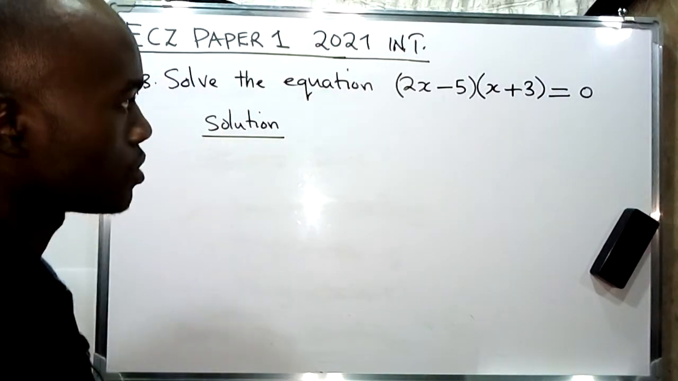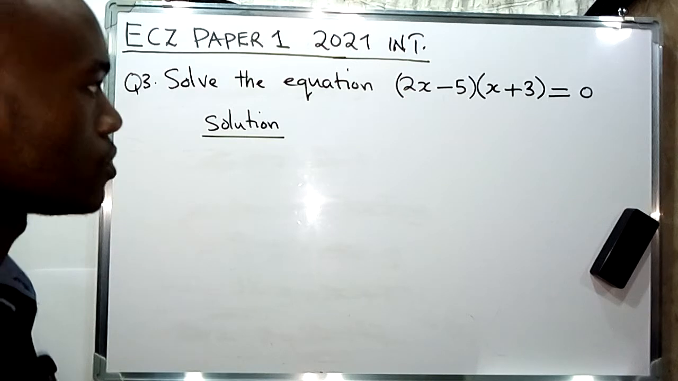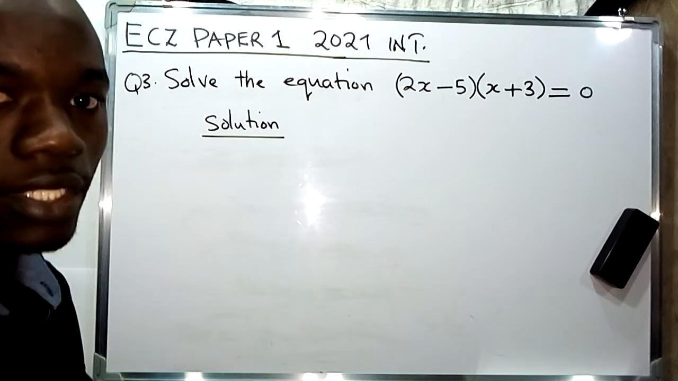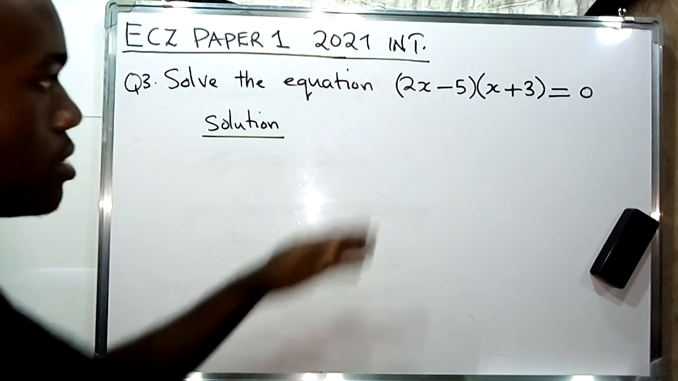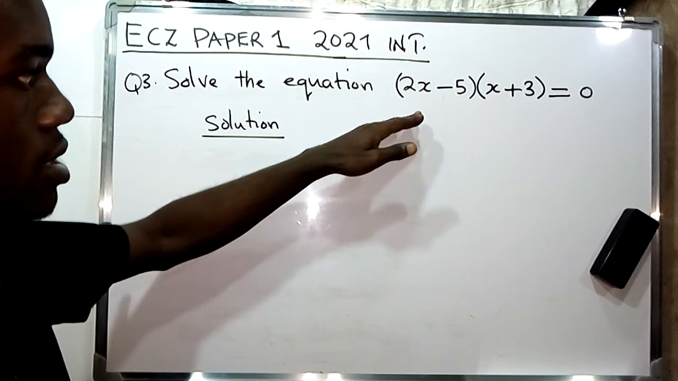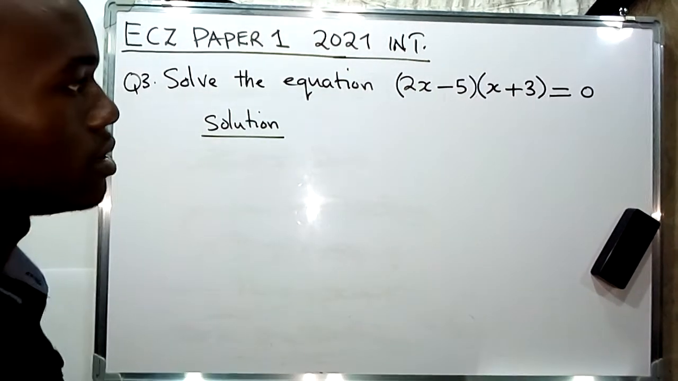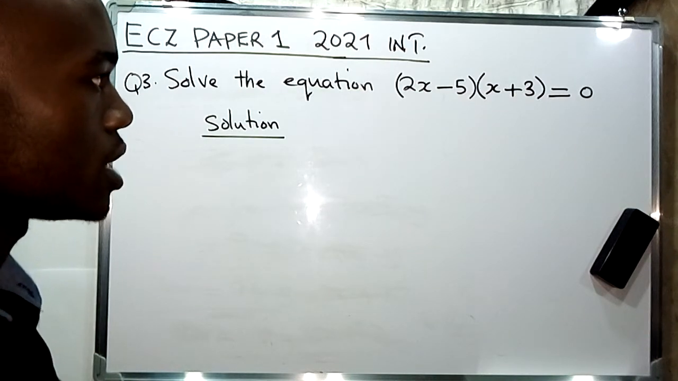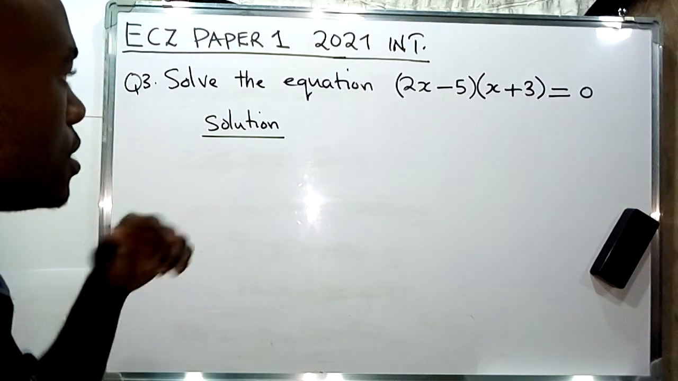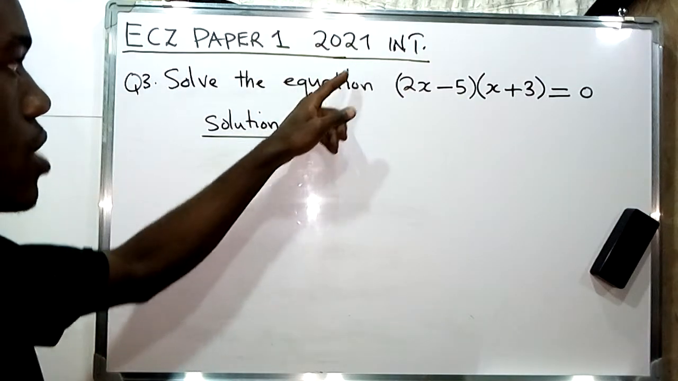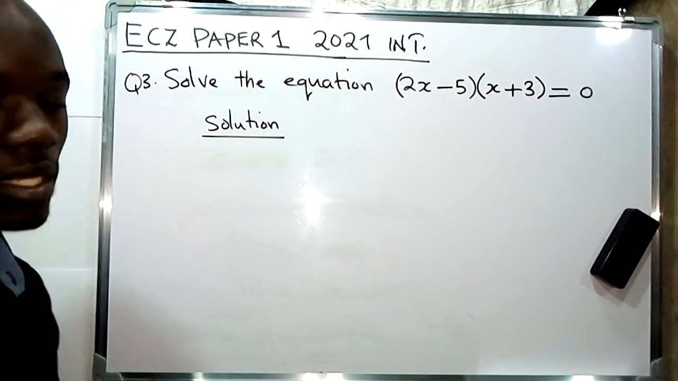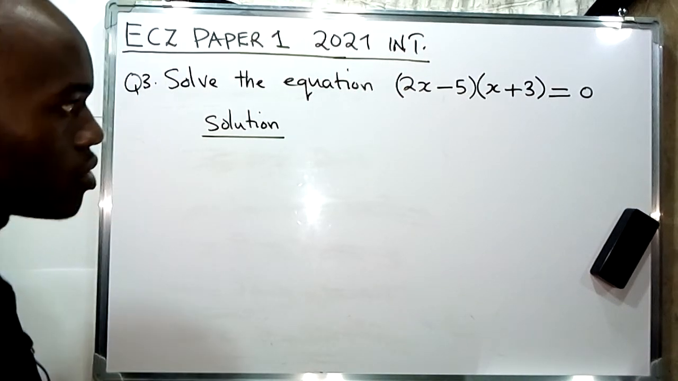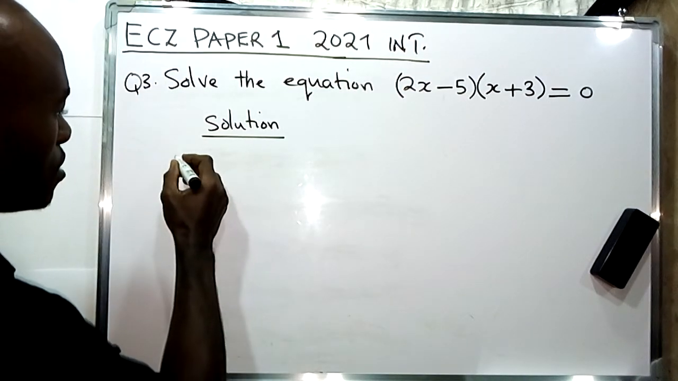Hi, in this tutorial video we are going to look at solving equations. Solving equations simply means finding the unknown, and in this equation we see that x is the unknown variable, so it means we need to find the value of x. This is a question that came in the 2021 internal ECZ Paper 1, question 3.